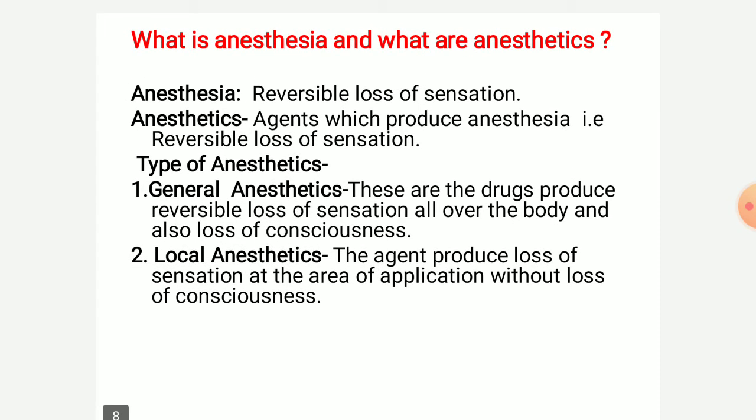Let us see the definition. General anesthetics are the drugs which produce reversible loss of sensation all over the body and also loss of consciousness. And local anesthetics means the agents which produce loss of sensation at the area of application without loss of consciousness. It is called local anesthetics.